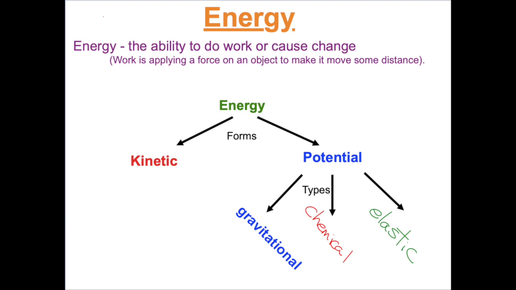In previous videos, we learned that energy is the ability to do work or cause change. Doing work on an object means that the object moves because of a force being applied to it. We know that energy comes in two forms, kinetic and potential. Potential energy is stored energy, while kinetic energy is energy of motion.